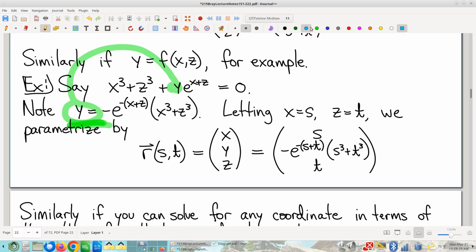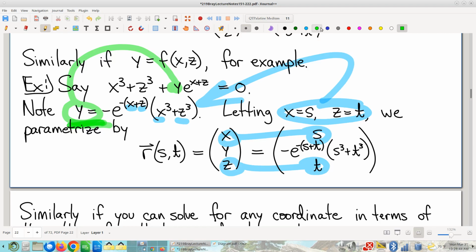So my input variables now being x and z, I let my parameters be my input variables. There you go. X and z are my input variables. And again, there's kind of nothing left for me to choose. Y now has to be that. And again, we win. Position x, y, z is a function of 2 parameters. Same story, just different shuffling of which variables are playing which roles.